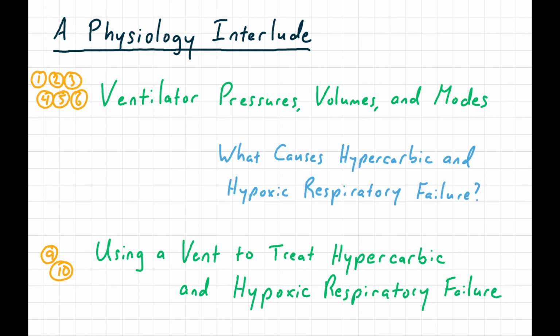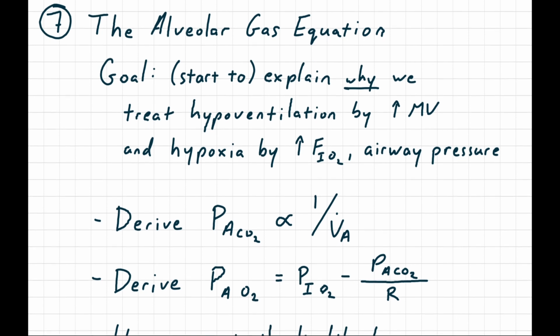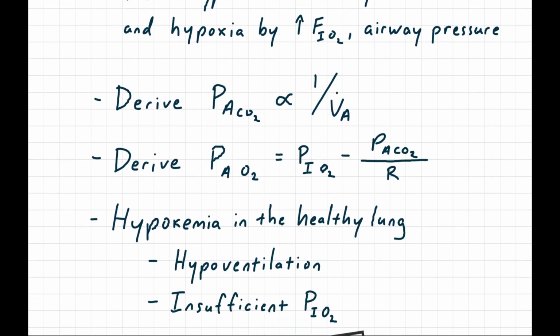If you prefer to work through the causes of respiratory failure and the reasons why we treat it like we do, these next two lectures are for you. This time, we're going to derive the relationship between alveolar carbon dioxide partial pressure and alveolar minute ventilation. Then, we'll dive into the alveolar gas equation. Finally, we'll use those equations to look at two causes of hypoxemia in a patient with completely healthy lungs. Those causes are hypoventilation and insufficient inhaled oxygen.